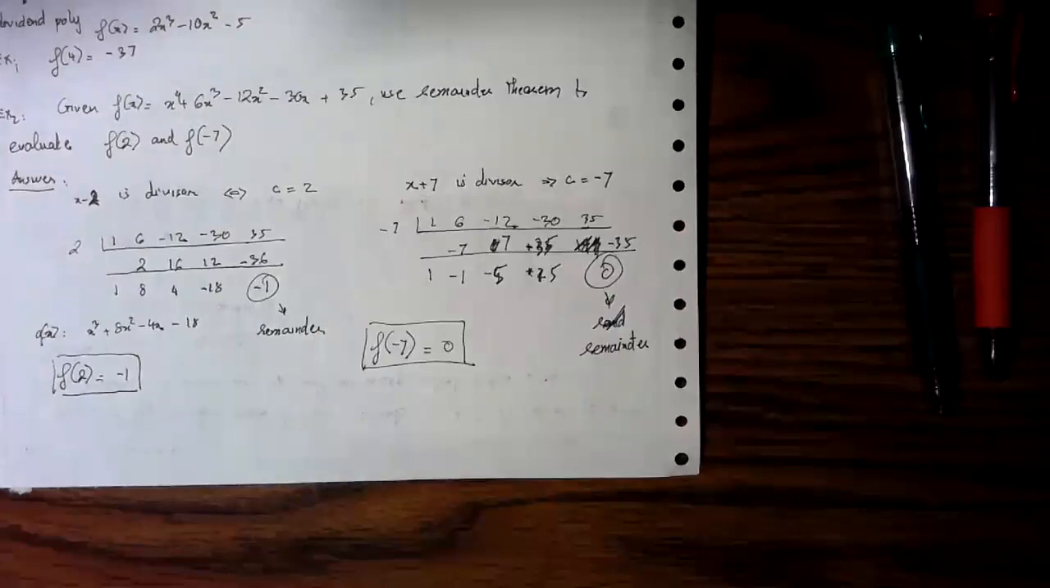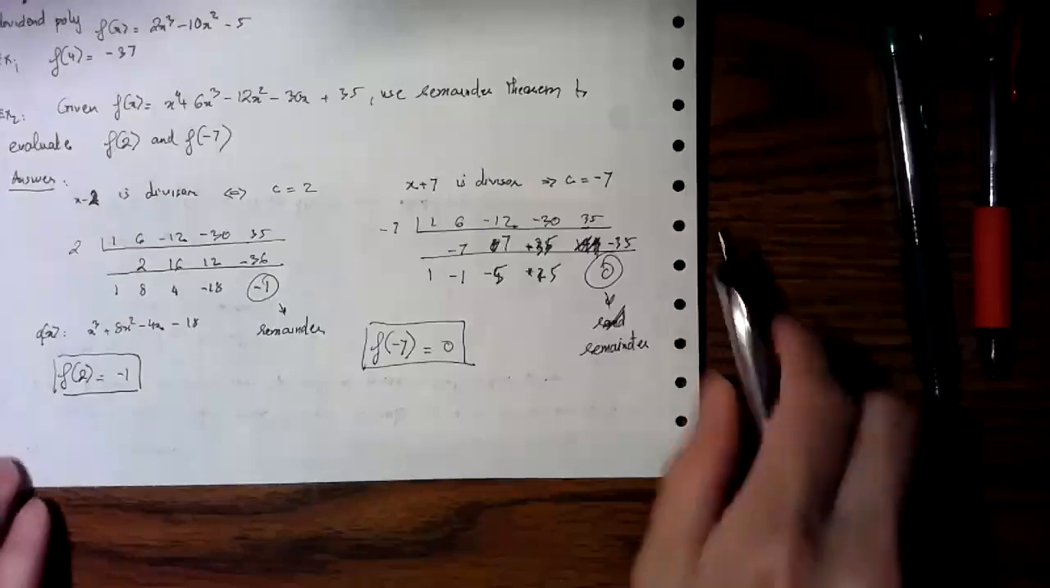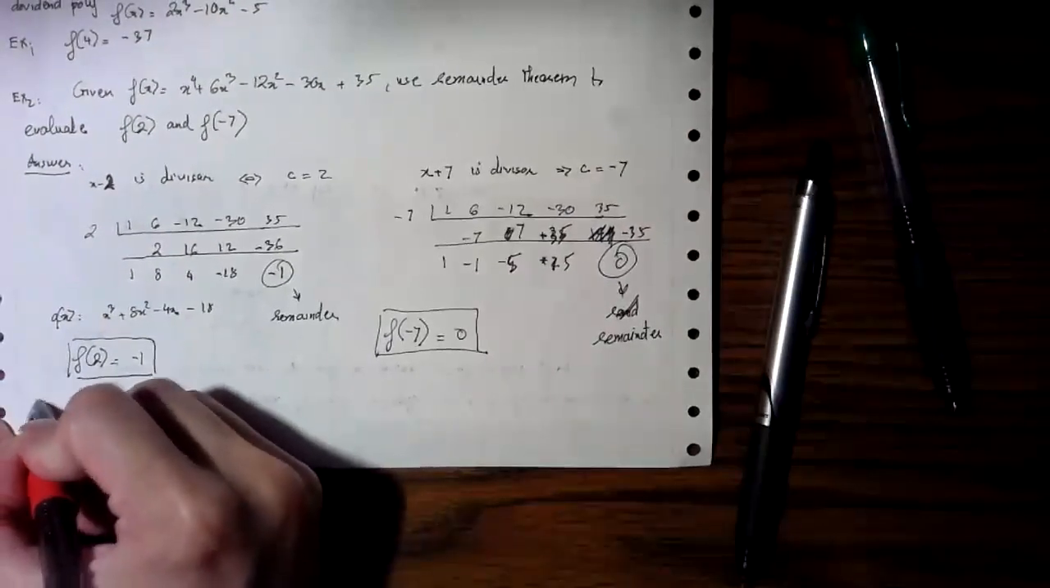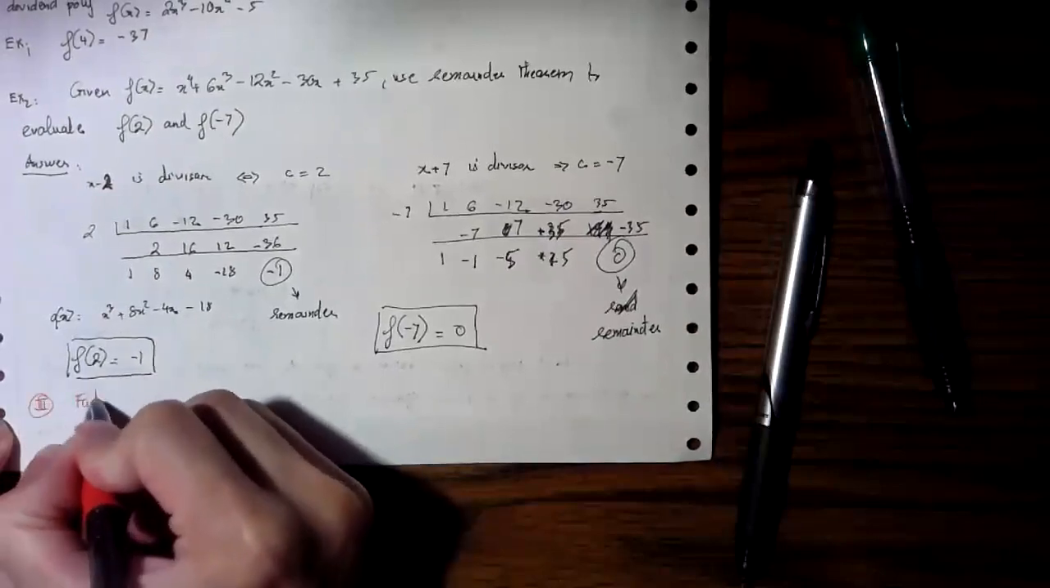So if you do synthetic division by a number c, and if the remainder is 0, then x minus c is called a factor of the polynomial function f(x). Actually, that comes from a theorem called the factor theorem.